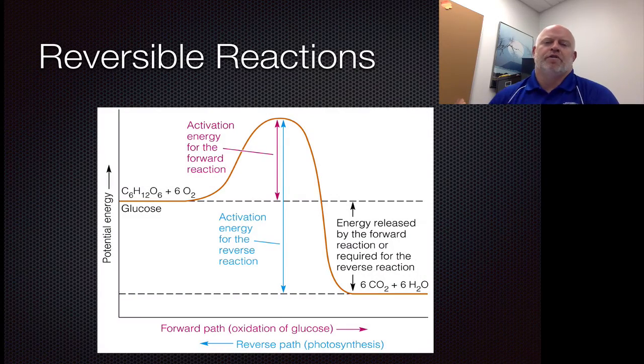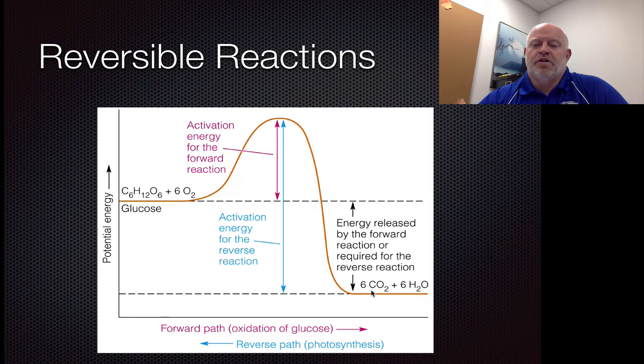Okay, so if we keep going on this idea of reversible reactions, one thing we want to be aware of is that in either direction for this reversible reaction, we still have activation energy. For example, if we take glucose and react it with oxygen, we had to go up and over activation energy to make the reaction proceed to make carbon dioxide and water. We call that the oxidation of glucose, or cellular respiration.